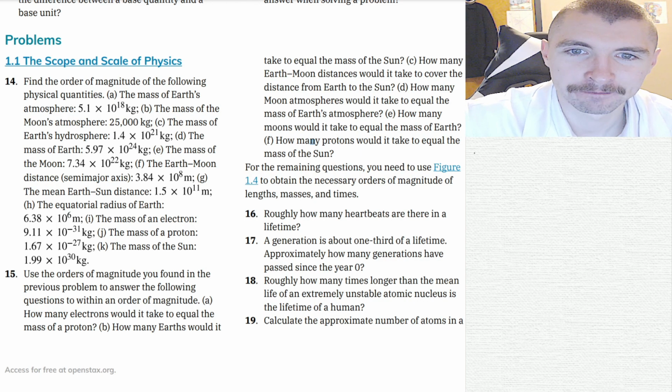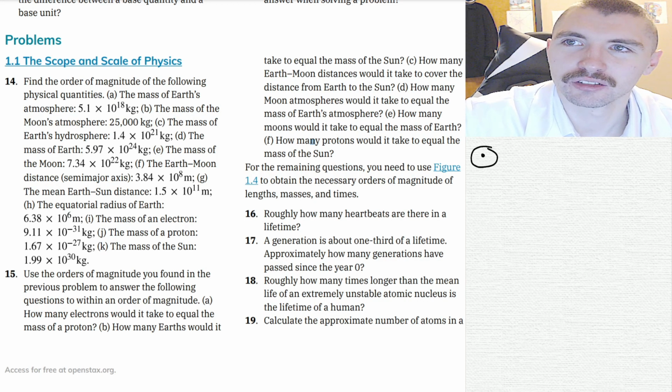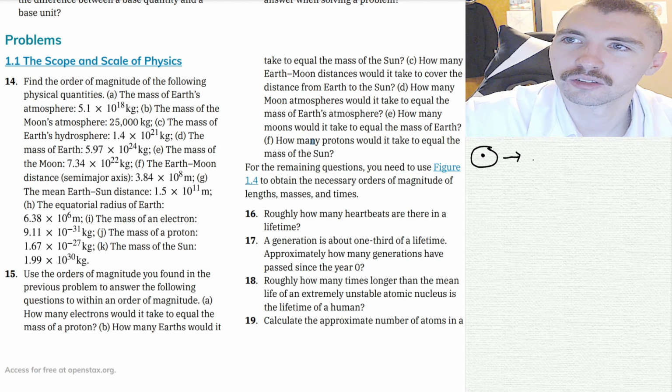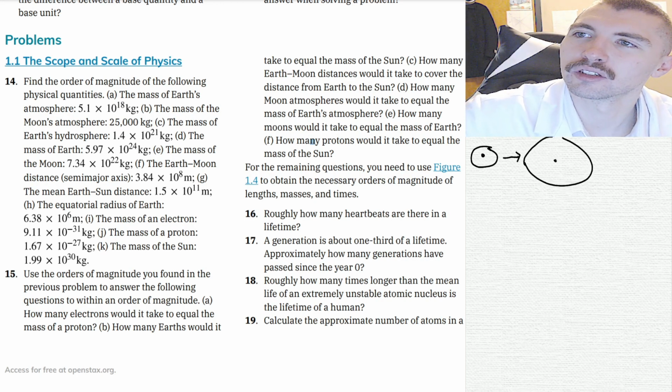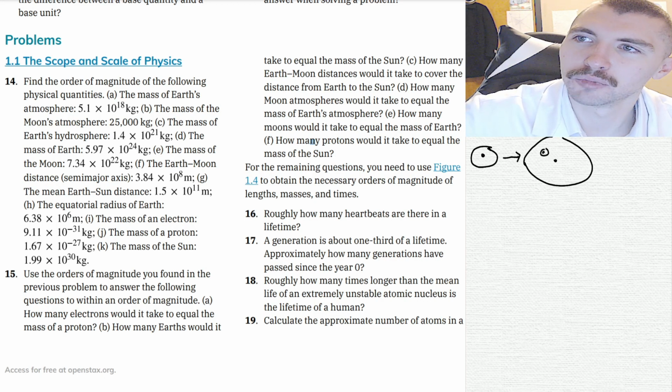Time flies. How many moon atmospheres equal Earth's atmosphere? So we have the moon, we have the atmosphere, and we want to see how many of these would fit in Earth's atmosphere. So we have Earth. This is Earth's atmosphere. We want to see how many moon atmospheres would fit in Earth.